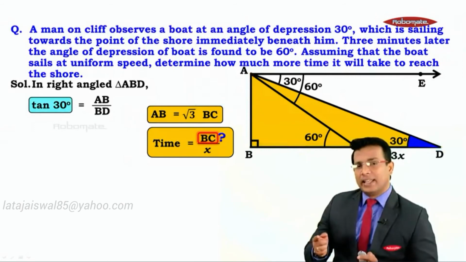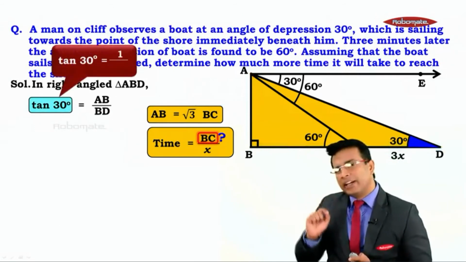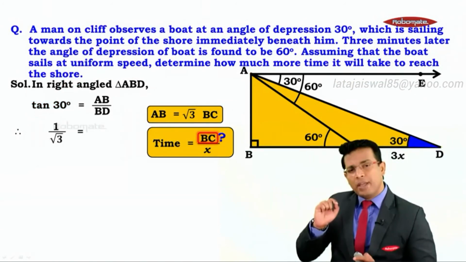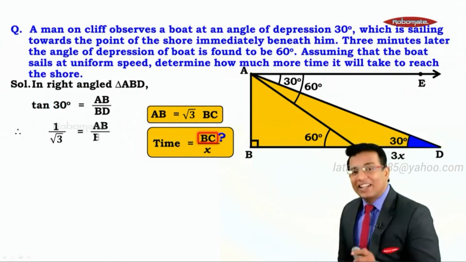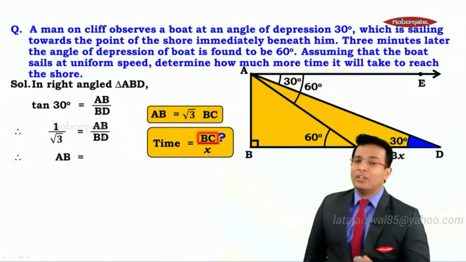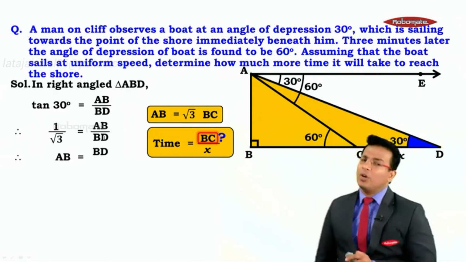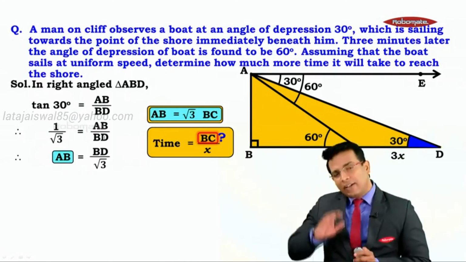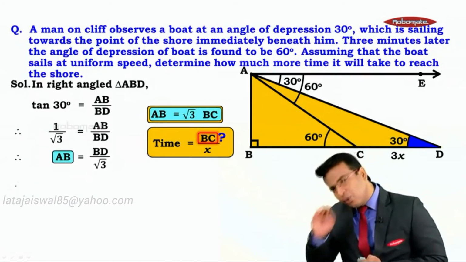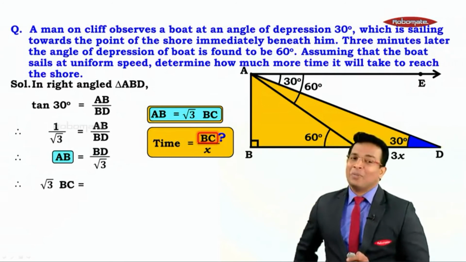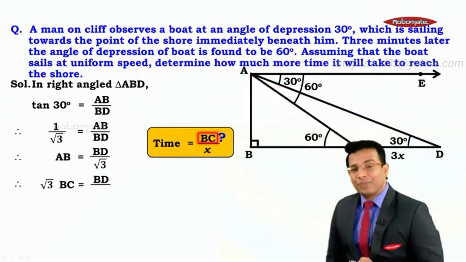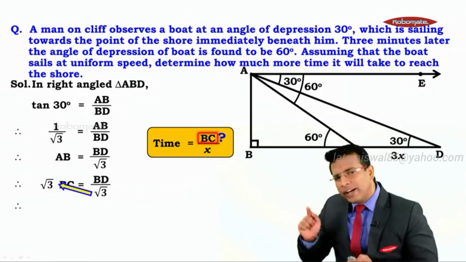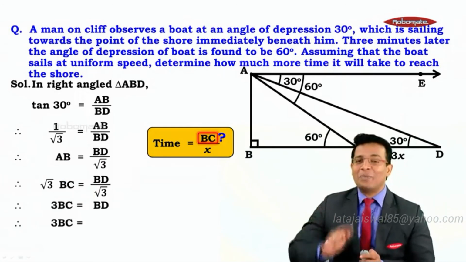So now we can say that tan 30 from the trigonometric table is 1 upon root 3. So we write 1 upon root 3 there is equal to AB, yes, AB remains as it is, upon BD. We don't know BD. So from here we can say AB is equal to BD upon root 3. Now observe here, the value of AB is known to us. Let's substitute it. So we get AB is nothing but root 3 BC is equal to BD upon root 3. Now solve it further. Let's cross multiply. So what do we get? Root 3 into root 3 is 3. So we get 3 BC is equal to BD.